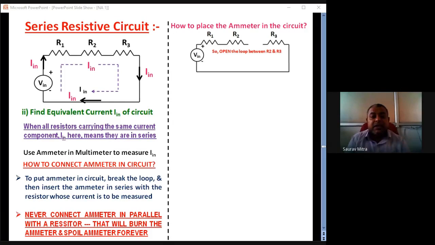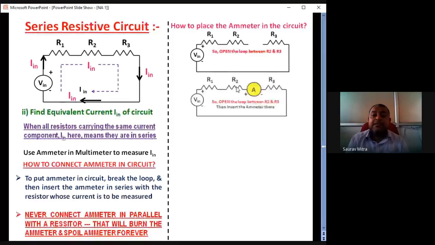First, actually there is a joint between R2 and R3. You have to break that. R2 and R3 is connected by means of some wire. You have to break that, and then open the loop between R2 and R3. Not necessarily R2 and R3. You can put the ammeter between R1 and R2 also. In that case, you have to break this, and then after breaking, you have to put the ammeter here.